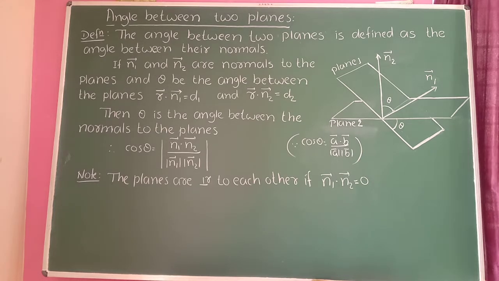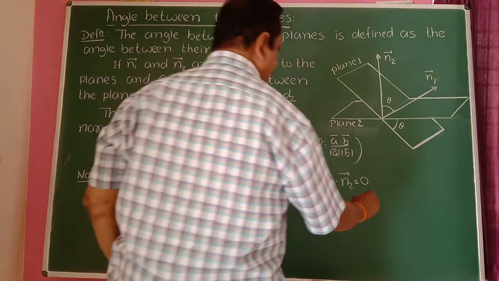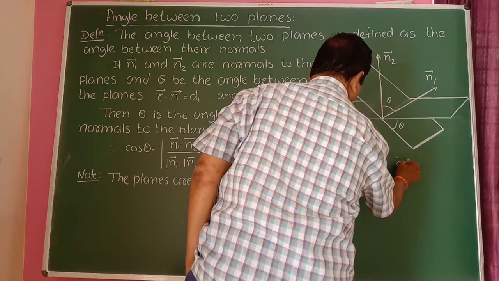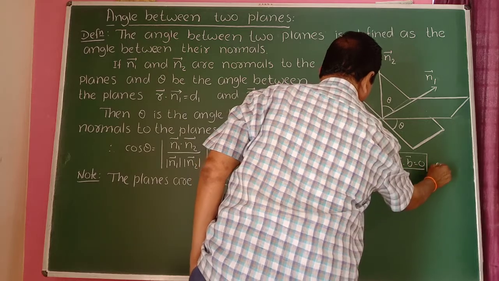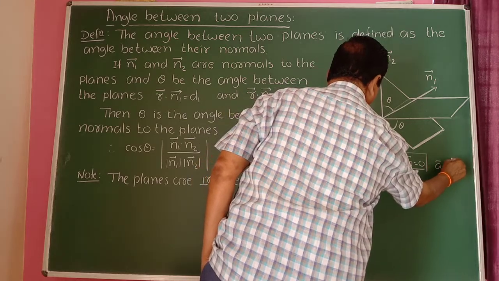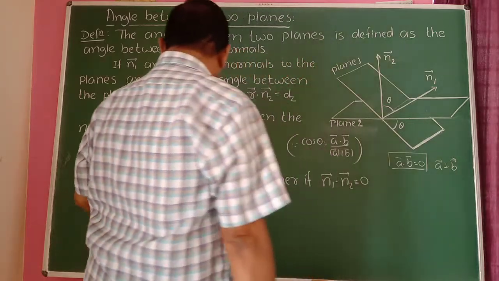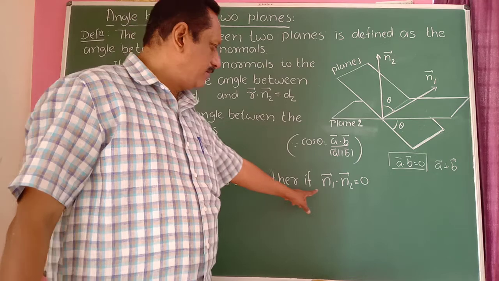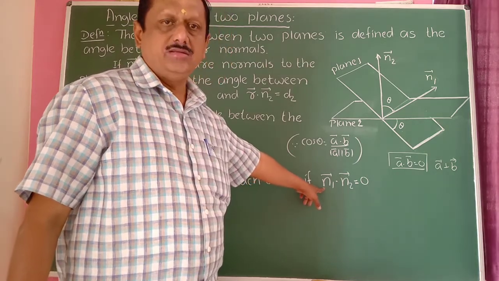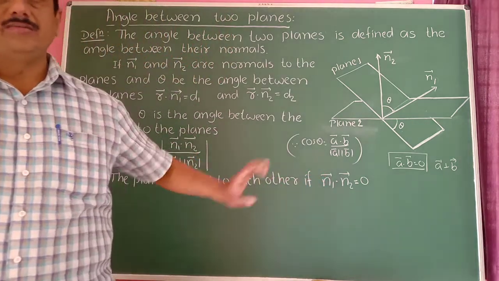There is a note here. The planes are perpendicular to each other if n1 bar dot n2 bar equal to 0. Okay, even in the vectors chapter there is one formula. If two vectors are perpendicular, a bar dot b bar is equal to 0. If this condition is satisfied, then a bar is perpendicular to the vector b bar. Therefore, if two planes are perpendicular, then n1 bar dot n2 bar is equal to 0. This condition is satisfied here. This is a vector formula. Okay.